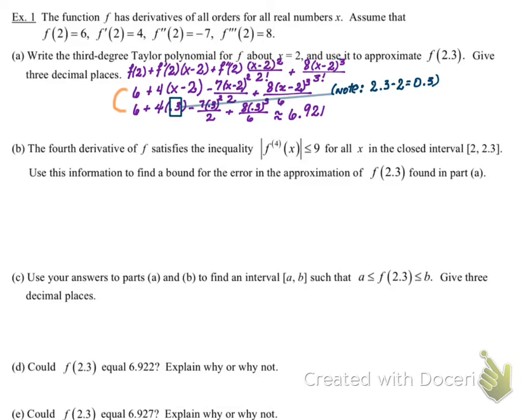We're going to look at b. The fourth derivative of f satisfies the inequality that that particular derivative has to be less than or equal to 9 for all x in the closed interval 2 to 2.3. So we're going to use this information to find the error in the approximation of f of 2.3 found in part A.